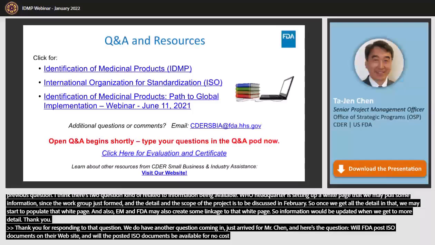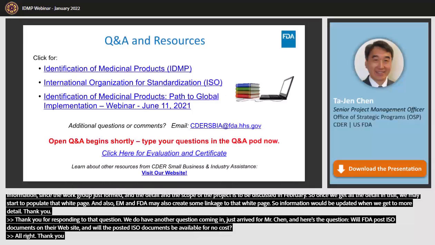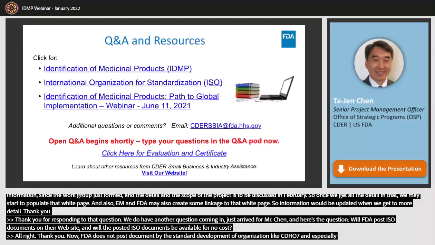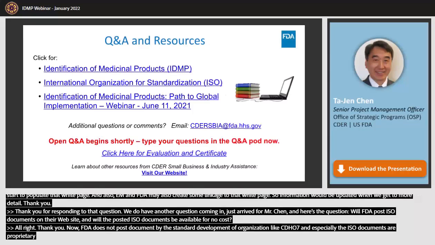All right, thank you. FDA does not normally post documents by standards development organizations like CDER, H07, and especially the ISO documents are proprietary and need to be purchased. So we are not able to post that information for free access. Thank you.